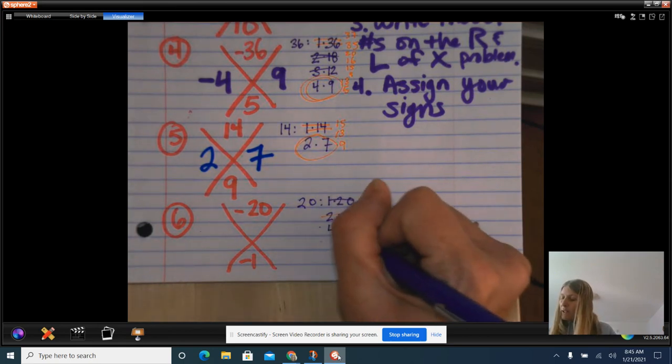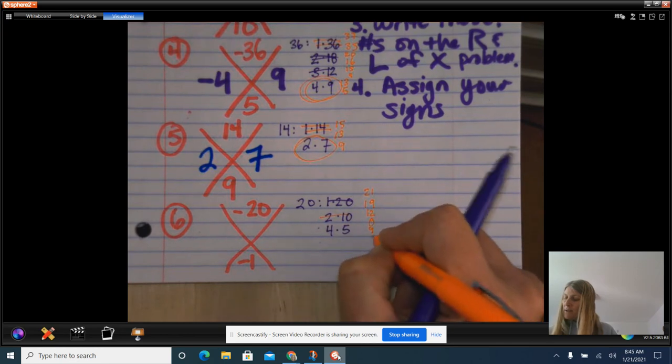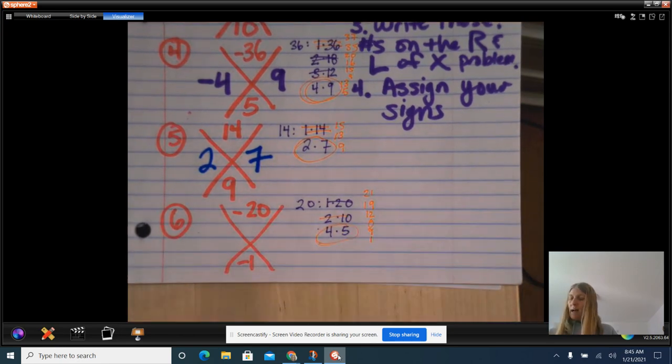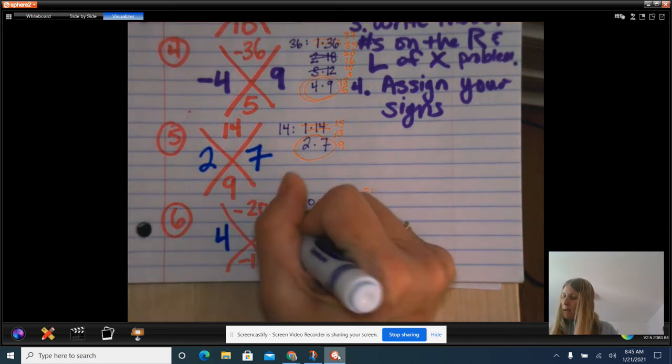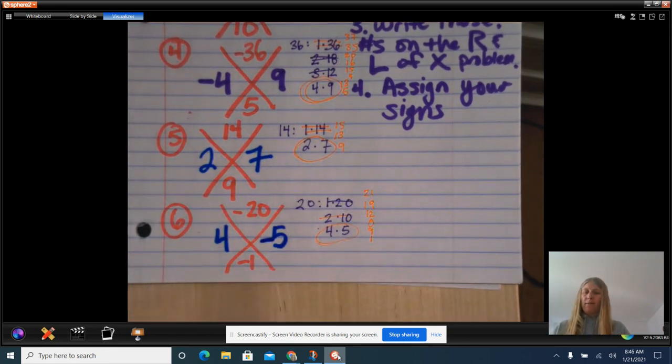4 does go evenly. 4 times 5, which adds to 9, subtracts to 1. Ding! I'm looking for that 1. So now I'm going to go ahead and put my 4 and my 5 on either side. I need that to be a negative 1. So I know that 4 minus 5 is negative 1. They do multiply: 4 times negative 5 is negative 20. So I know that I've correctly solved this diamond problem.